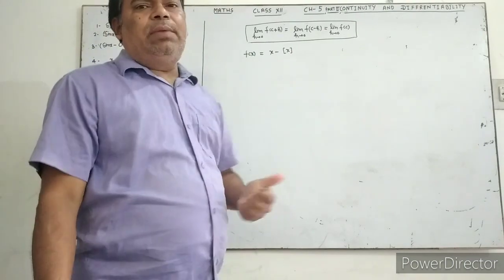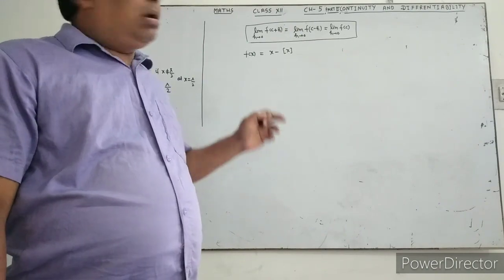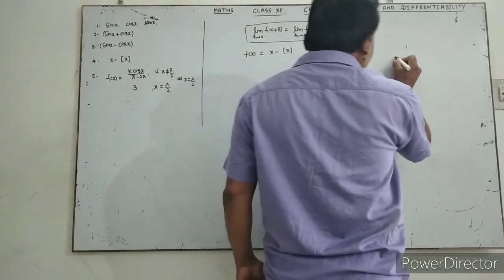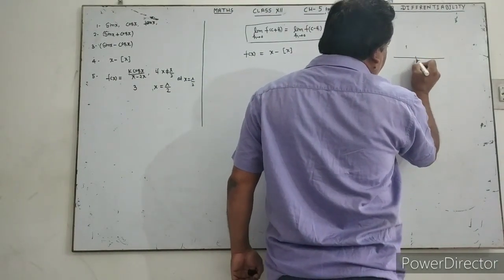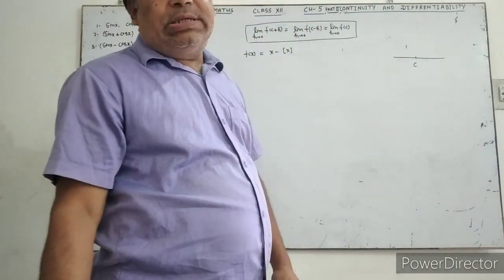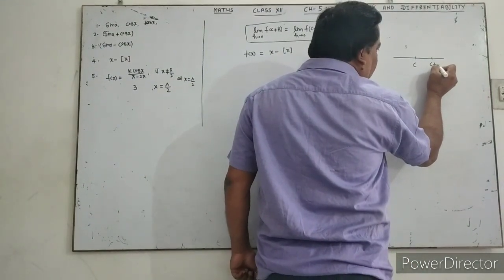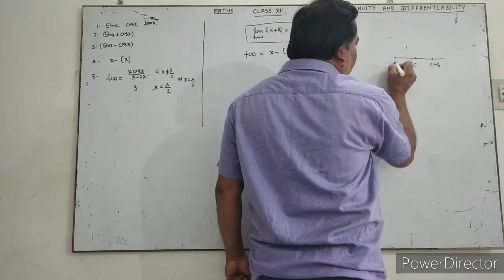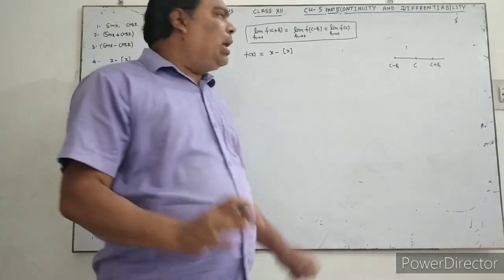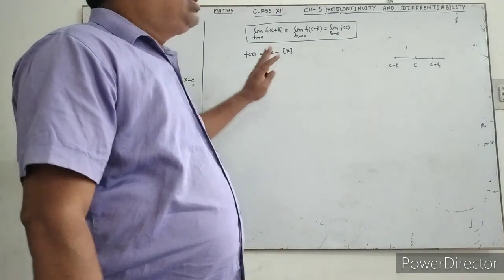Now you take any point c. Then what is the process? Take any arbitrary point c. Then the value of the function at the point c, the right hand limit c plus h, and the left hand limit c minus h. If all three values are equal, then this function is continuous.